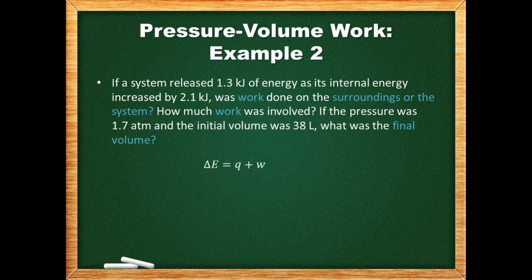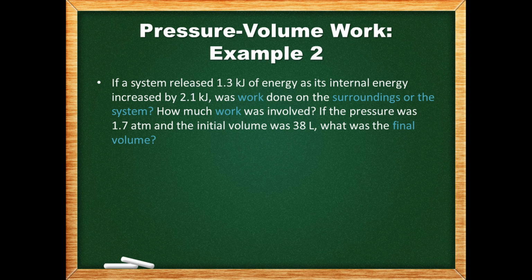We can write down the equation and plug in the known values. The change in internal energy is positive, as the internal energy has increased, and since heat was released, Q is negative. The work ends up being positive 3.4 kilojoules, confirming that work was indeed done on the system.